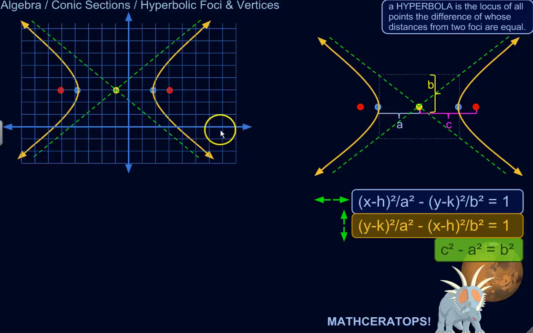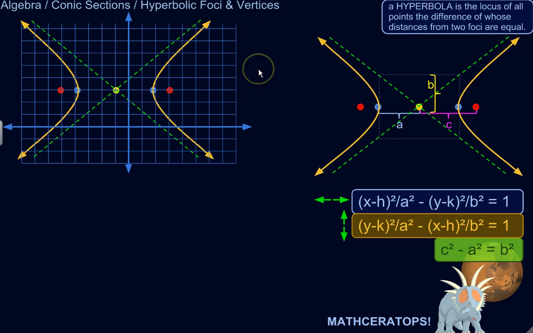Alright, let's start with a hyperbola. Here, a little graph of a hyperbola. Based on that, we know where its vertices are and where the foci are. We should be able to write the equation for it. And then we're going to go the other way, start with the equation, and show how you would figure out the foci and the vertices.